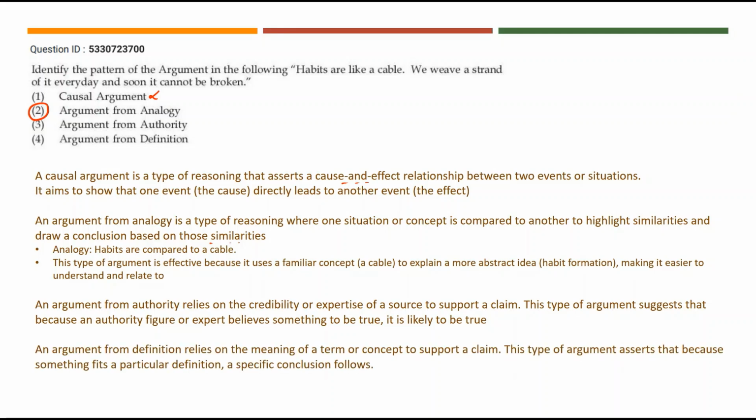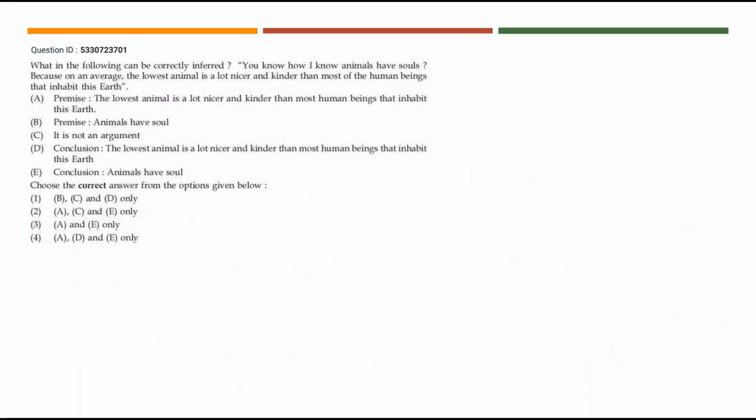What about argument from definition? This relies on the meaning of a term or concept to support a claim. This type of argument asserts that because something fits a particular definition, a specific conclusion follows. So based on some definition, if we are able to derive some conclusion, we can take it as argument from definition. Next question. What in the following can be correctly inferred?